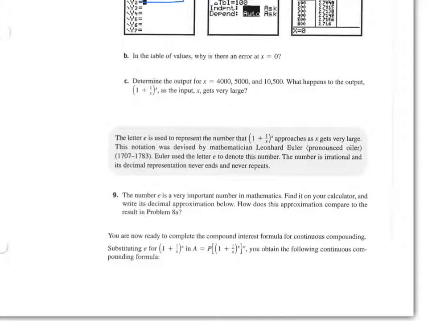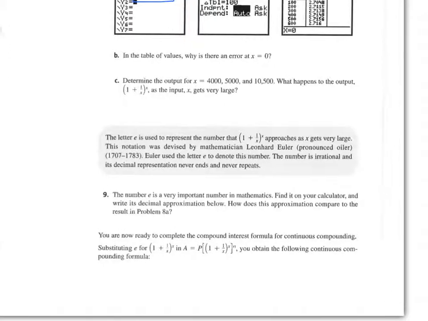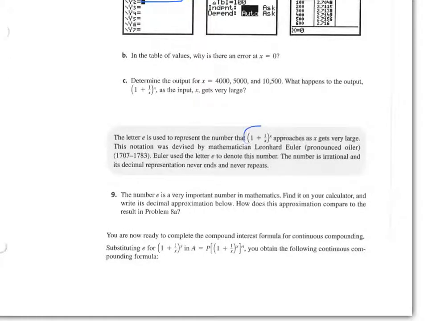As x gets bigger and bigger, this whole part of our expression approaches what we call e. And e is used to represent that whole piece as x gets very, very large. So think of e just like you would think of the number pi. It is irrational, just like pi is. It's really just a number.